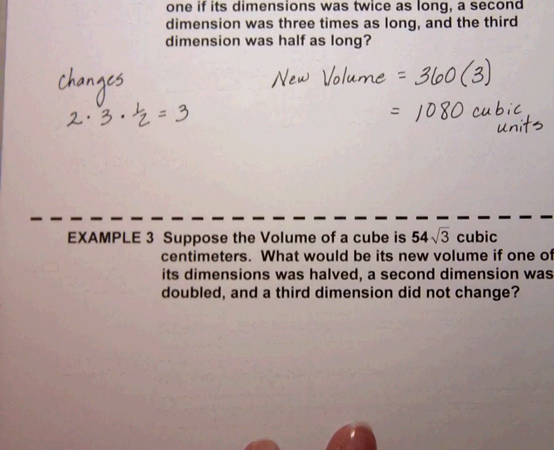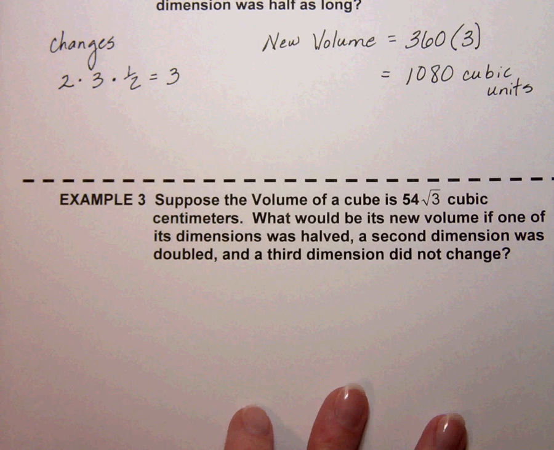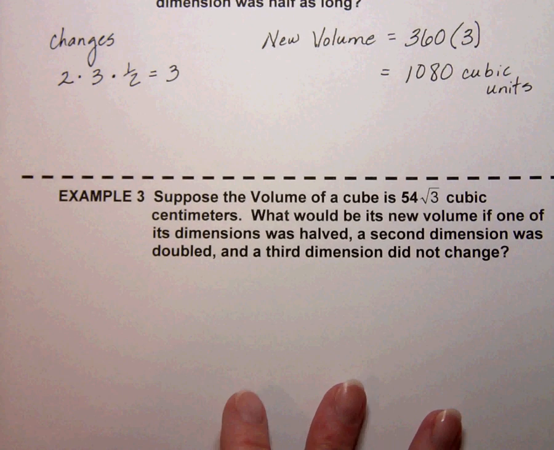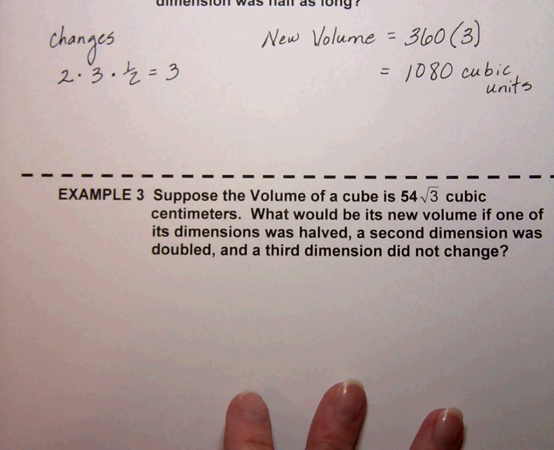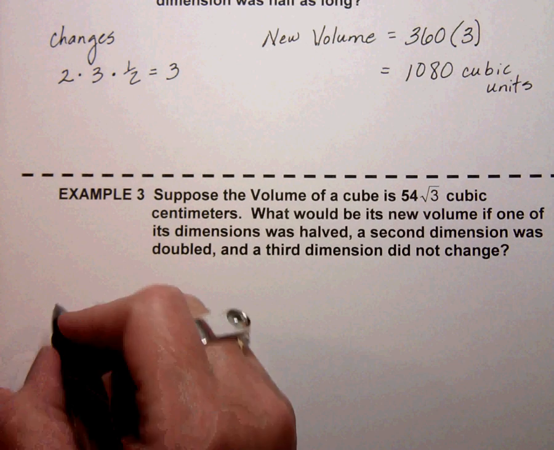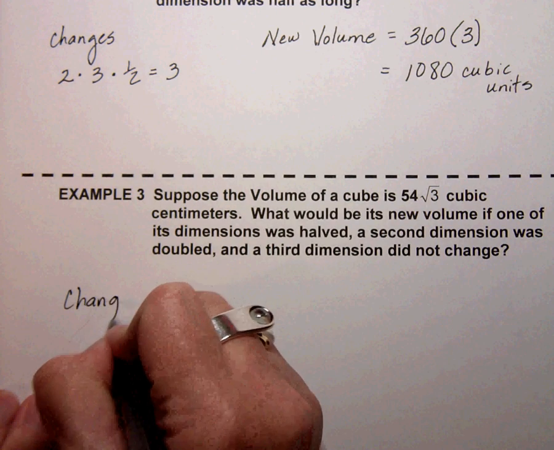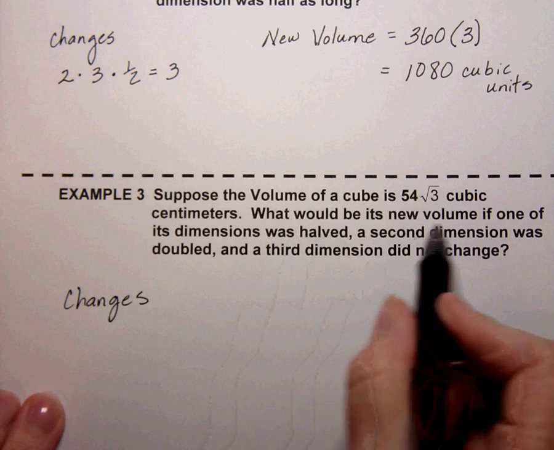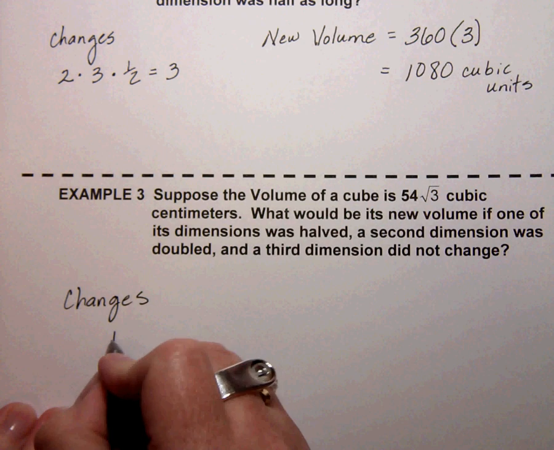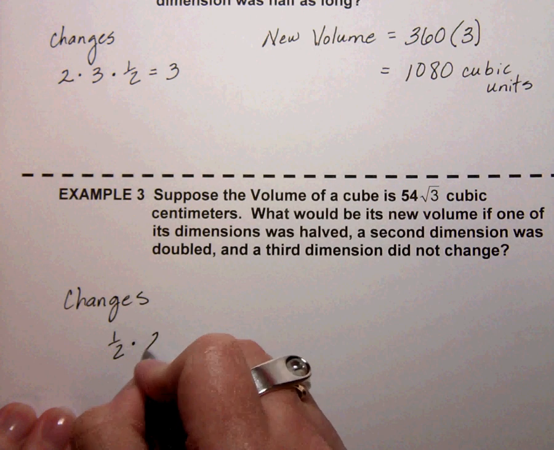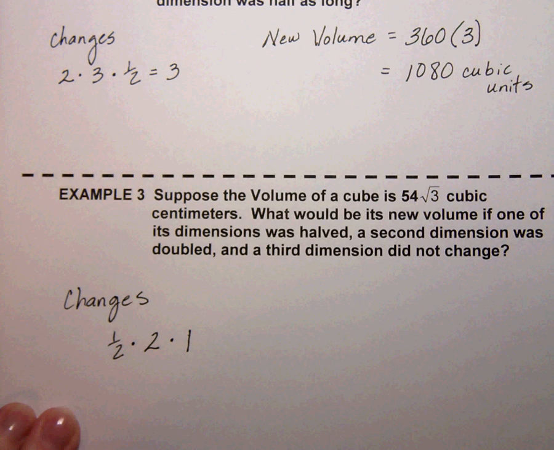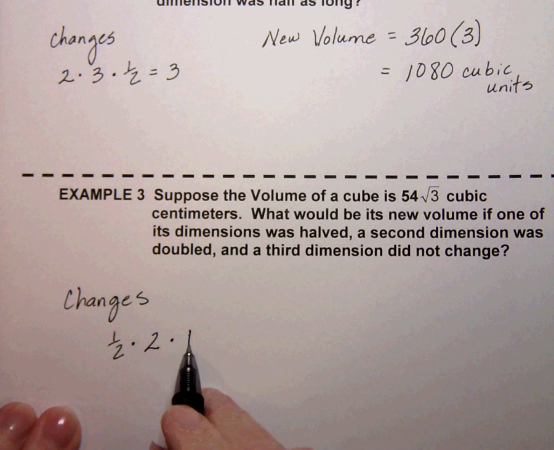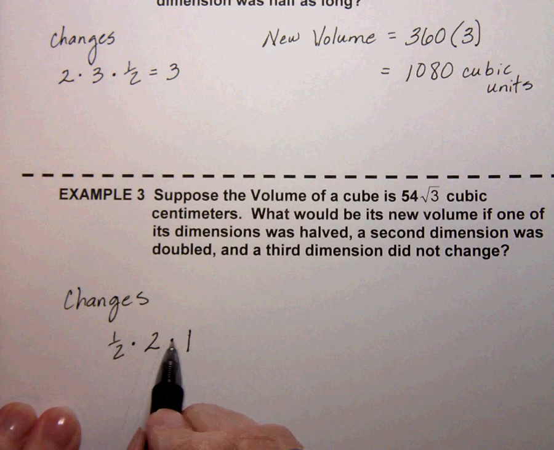Let's look at example 3. Suppose the volume of a cube is 54 times the square root of 3 cubic centimeters. What would its new volume be if one of its dimensions was halved, the second dimension was doubled, and a third dimension did not change? So let's write down the changes again on this one. One of its dimensions halved, the second was doubled, and the third was not changed. Now when it doesn't change, remember to use the factor 1. So a half times 2 is 1, and 1 times 1 is 1.